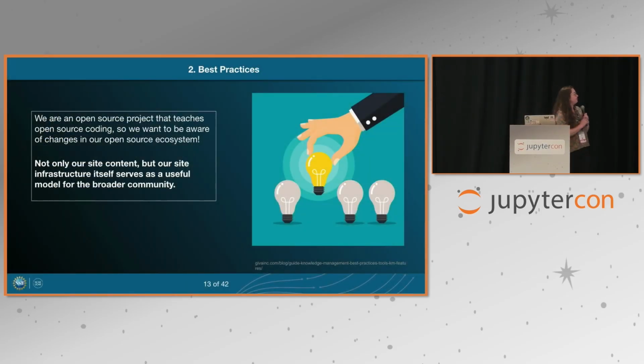And we want to follow best practices. So as an open source project that in turn teaches people open source software, we should be doing what the open source community is moving towards with enthusiasm. So not only is our site content useful, but the site itself serves as a blueprint for other people wanting to build similar projects. I already talked to somebody today who told me they looked at our infrastructure to help transition their stuff over to Jupyter Book 2 since the release this Monday, which is very exciting.